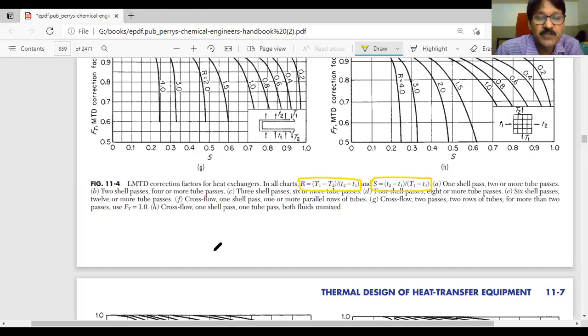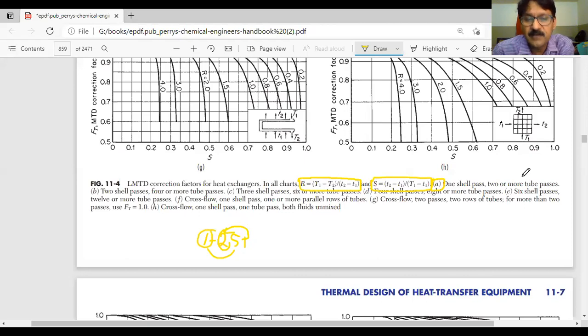See here, you have a 1-2 heat exchanger. What is asked in the problem statement? Design a 1-2 shell and tube heat exchanger, STHE. 1 is shell side, 2 is tube side, meaning 1 pass on the shell side, two or more passes on the tube side. You can see here: 1 shell pass, 2 or more tube passes. Therefore, you should refer to A. Any clarification here? Why am I referring to A? B and C are not required.